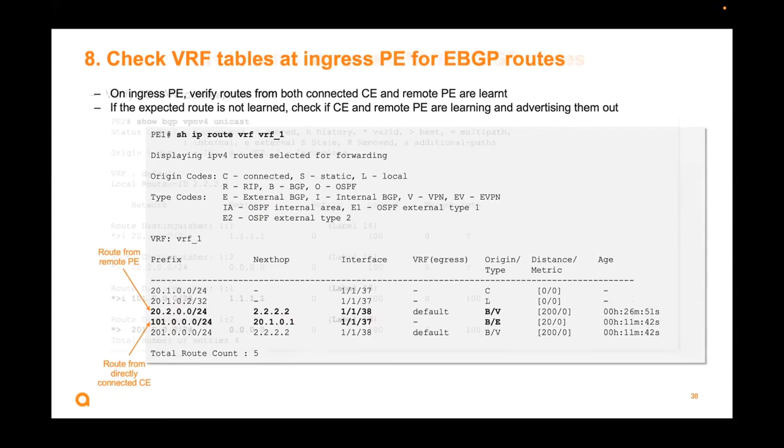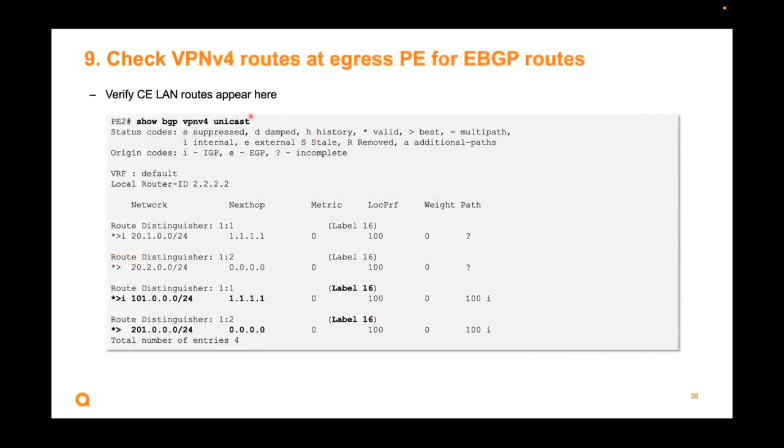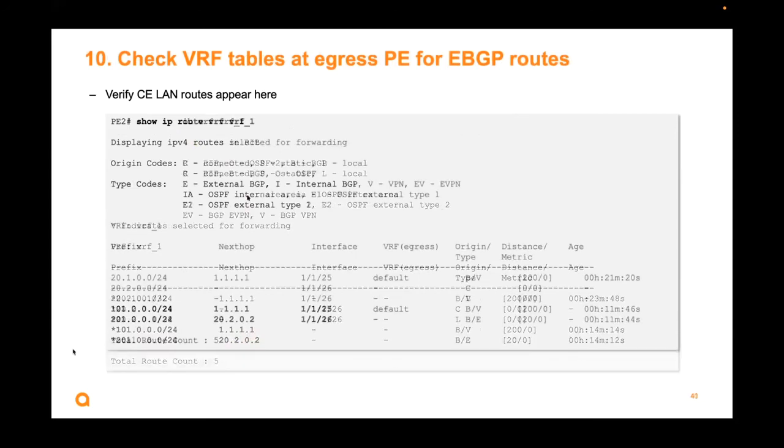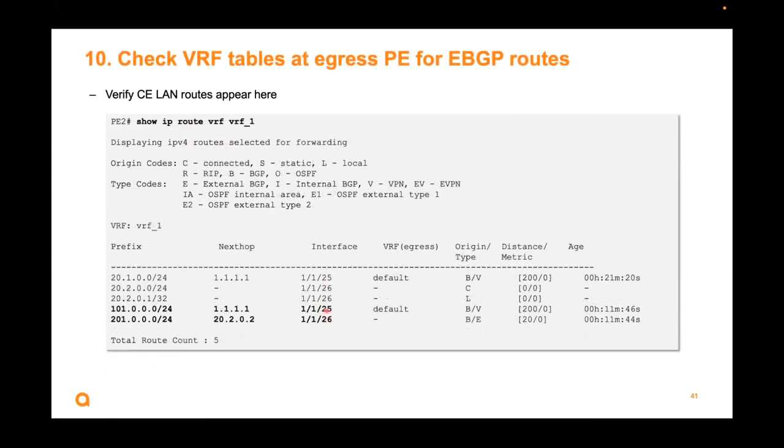So next, you want to check VPNv4 routes at the egress PE. So we checked the ingress, now we check the egress. You can show BGP VPNv4 unicast to look at the subnets and the next hops. So you can see here, this is the directly connected CE address subnet. There's no VPNv4 next hop here because it's from the VPNv4 table. But if you do the show IP RIB, you can see that it has a next hop. If you show the IP routing table, you can see the interface as well. So that's the same information in multiple places.